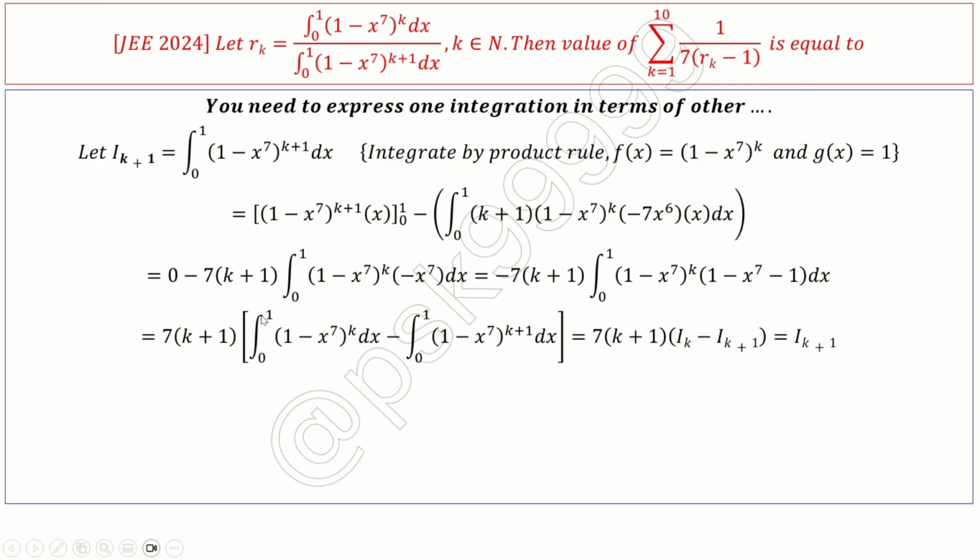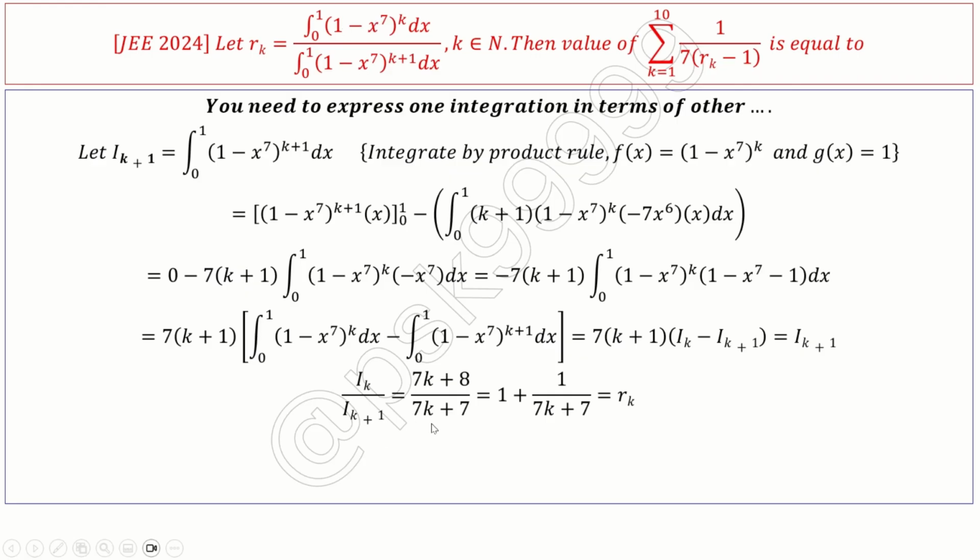Now we know that this is exactly I k plus 1 again. This is I k, this is I k plus 1. So this is nothing but 7 times k plus 1 of (I k minus I k plus 1), which is equal to I k plus 1. Now we got a recursive relation, and it is very simple to solve. How can we do this? I k by I k plus 1 is what I need. This is I k, this is I k plus 1.